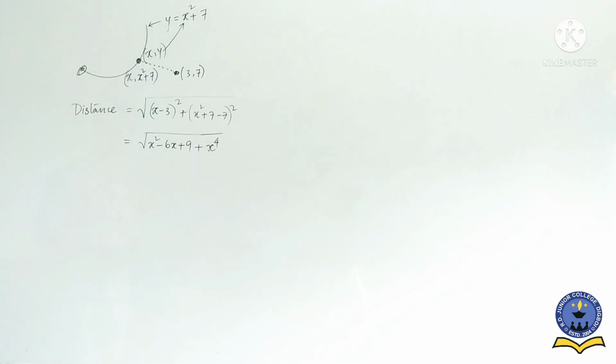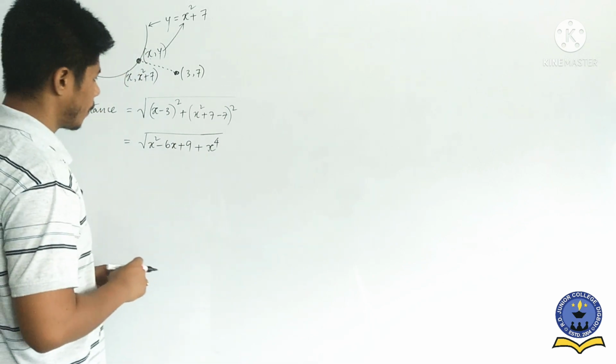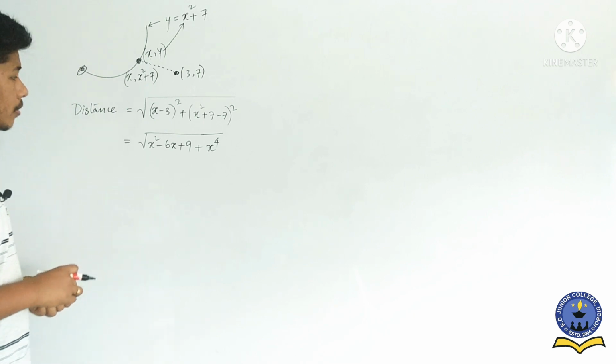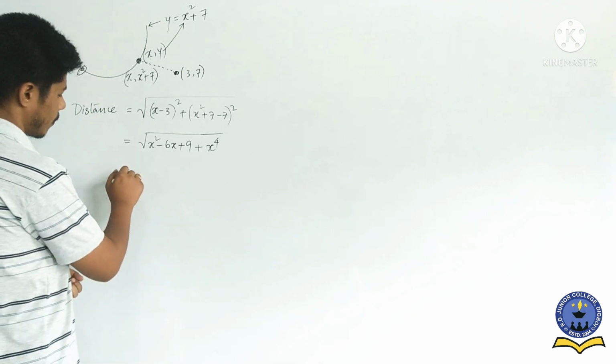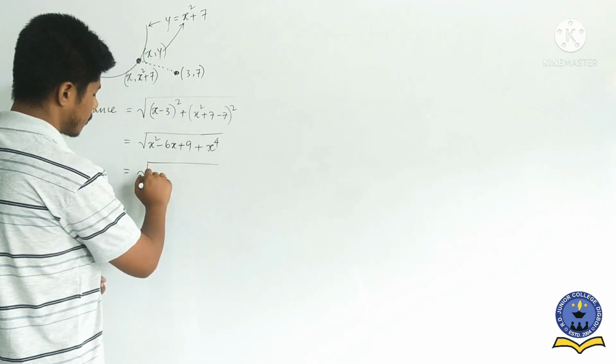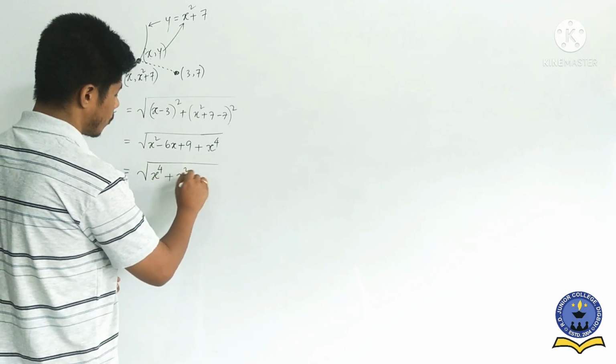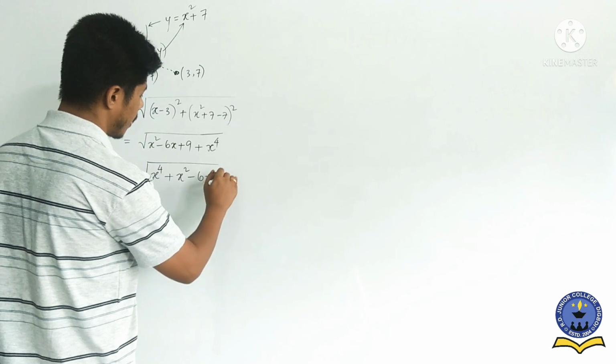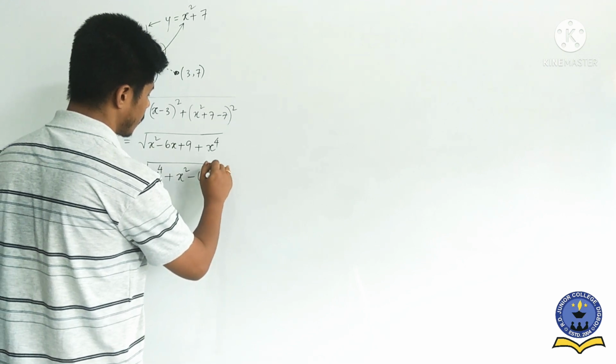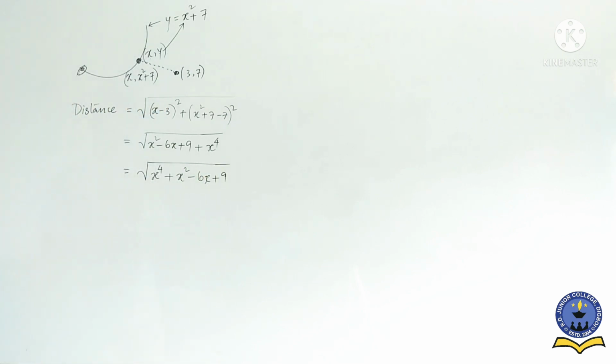That means this one remains here, x to the power 4. Is it clear? So this one we get. So the distance here is x to the power 4 plus x square minus 6x plus 9. This one is the distance we get. I think all of you understood this one. Distance: x to the power 4 plus x square minus 6x plus 9 we get.